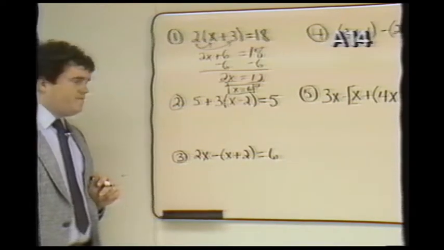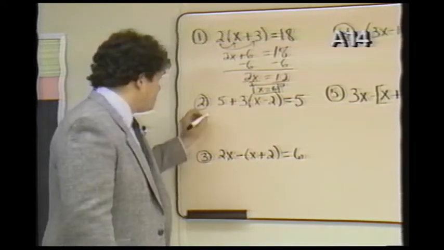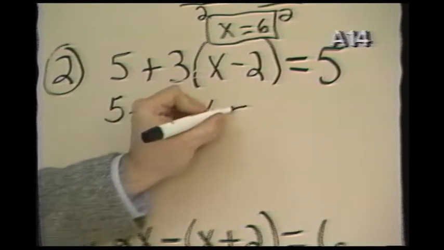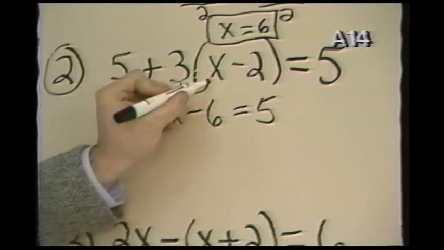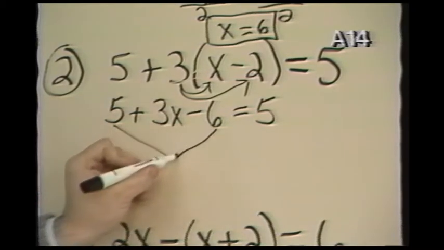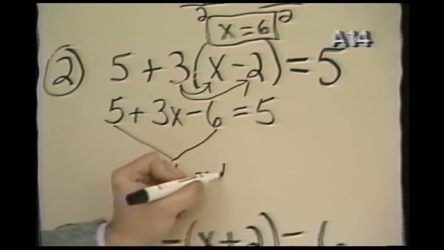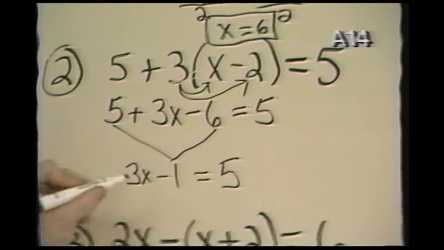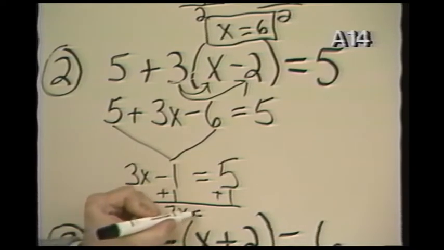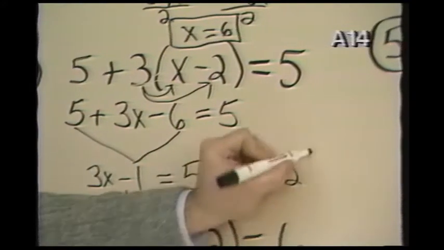Problem number 2. 5 plus 3 times the quantity x minus 2 equals 5. That's the same as 5 plus 3x minus 6 equals 5. I multiplied the 3 by x and the 3 by minus 2. Combining the like terms, which in this case are the numbers, I'm going to get 3x minus 1 equals 5. Adding 1 to each side, I get 3x equals 6. And if 3x equals 6, x is equal to 2.